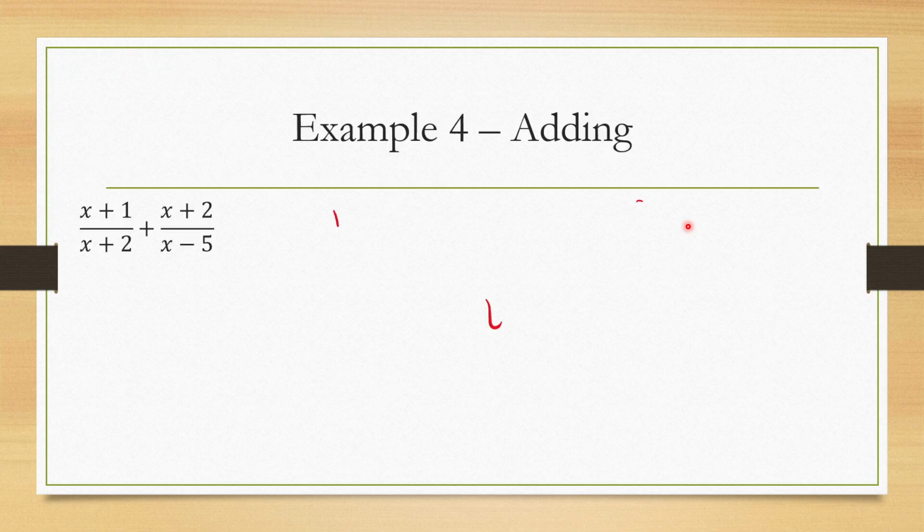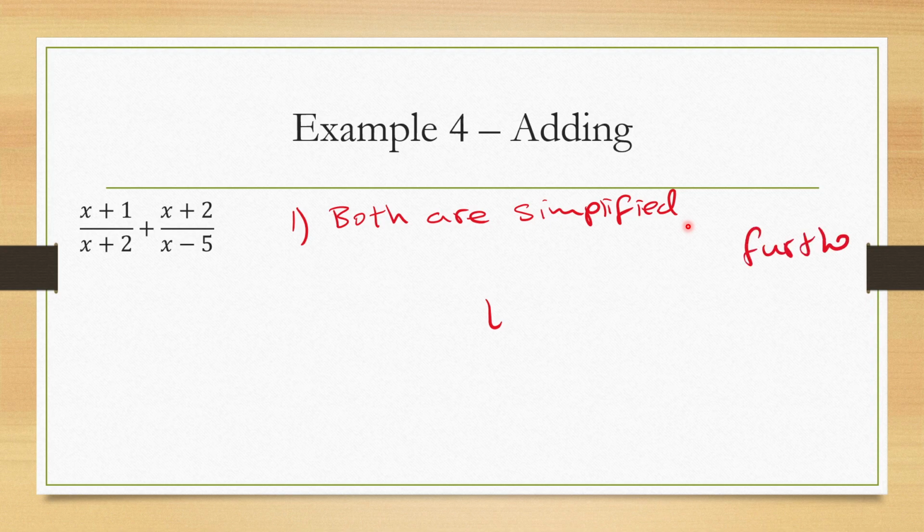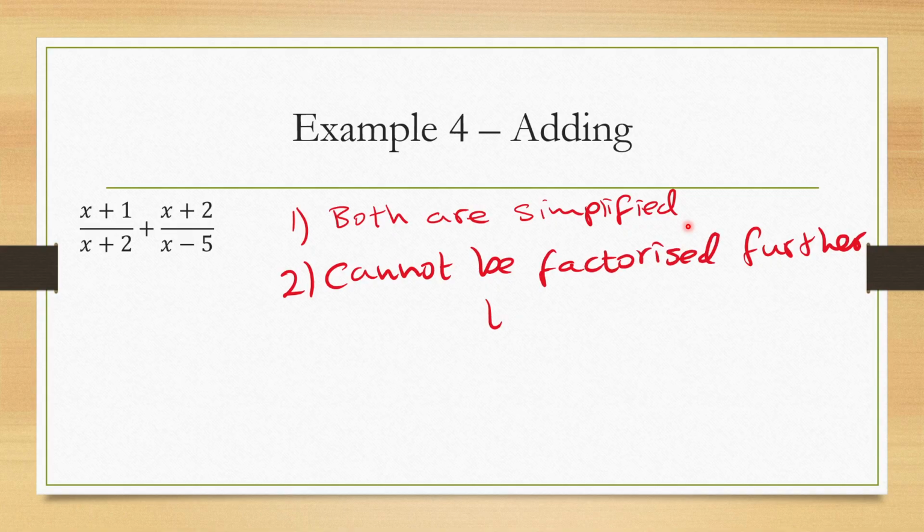So let's look at another example. This one, example 4, adding. We're going to add x plus 1 over x plus 2, plus x plus 2 over x minus 5. First, check that both are simplified. You need to check if there are any common factors to take out. Since there is nothing, they're simplified. Secondly, you need to see if they can be factorized further. In this case, they cannot be factorized further.